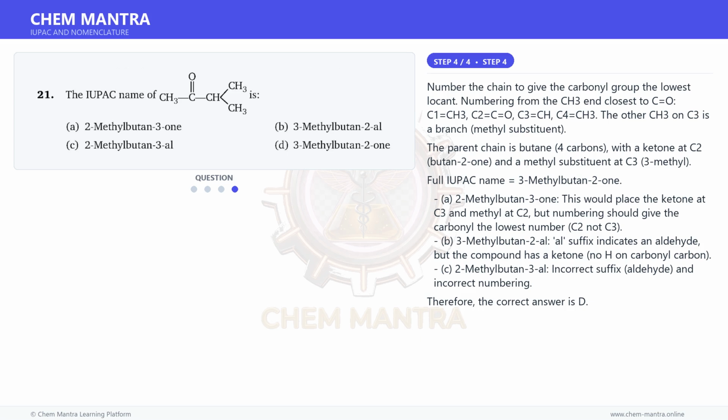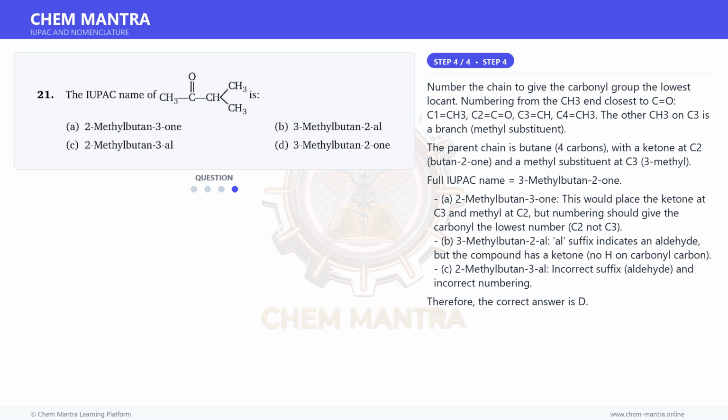And for the final step, number the chain to give the carbonyl group the lowest locant. Numbering from the CH3 end closest to C=O, C1 is CH3, C2 is C=O, C3 is CH, C4 is CH3. The other CH3 on C3 is a branch, methyl substituent.